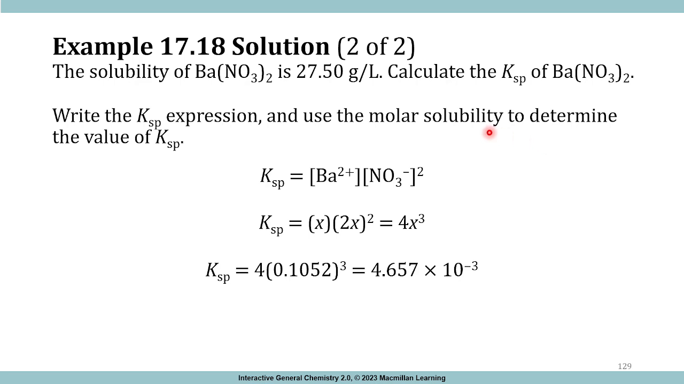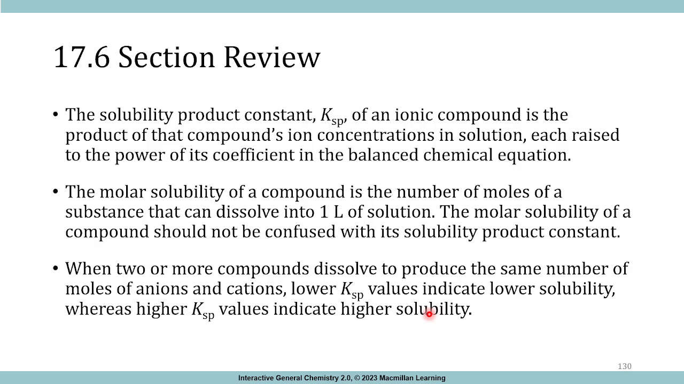Okay, so we plug that in. That's actually going to be our x. So this is going to be that concentration we figured out, 0.1052. This will be to the third power, so we take the third power. We multiply it by 4, and that gives us our KSP. And that's that value right there. Anybody have any questions? Very good.